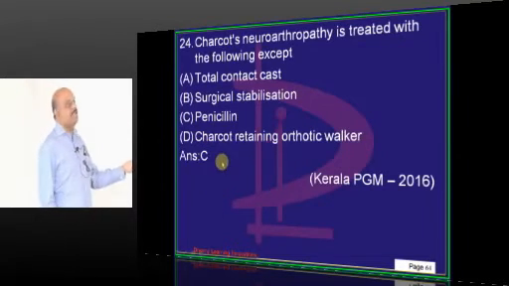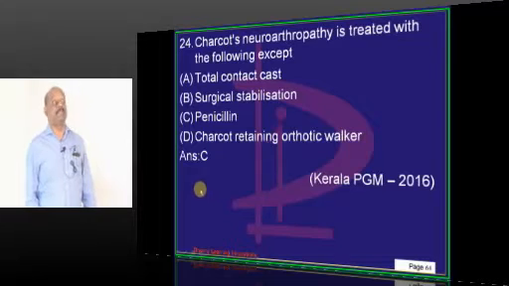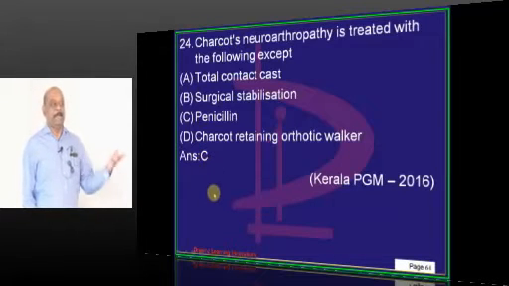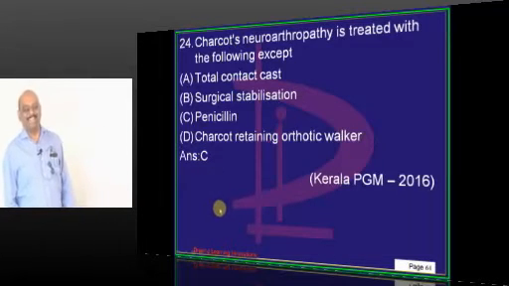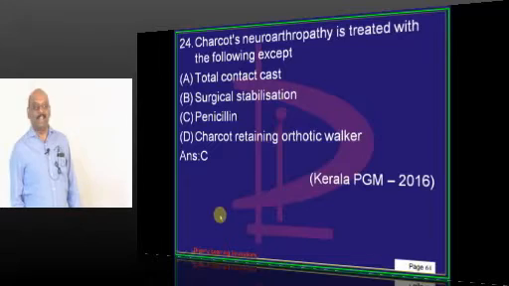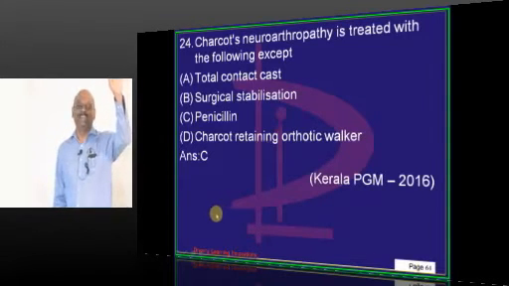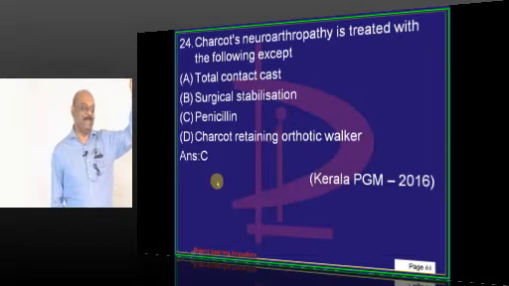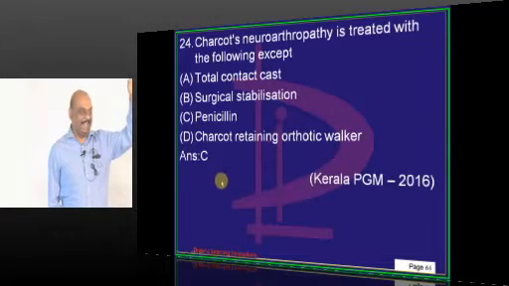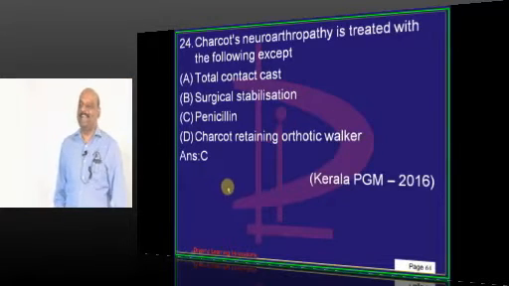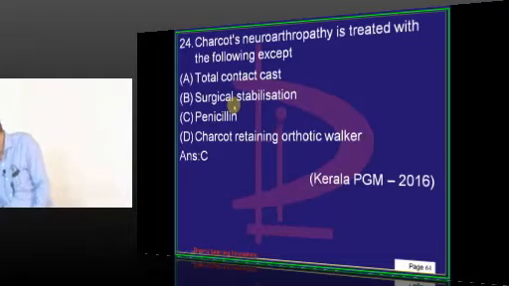So why will you give penicillin for Charcot? Oh, Charcot is due to syphilis. Syphilis can be treated with penicillin. Oh, you will ask, that is the reason. Anybody thought like that? How many answered wrong? Come on, come on. I will anyway creep through your data tonight. We have a data analytics session. How many answered this question right and wrong?